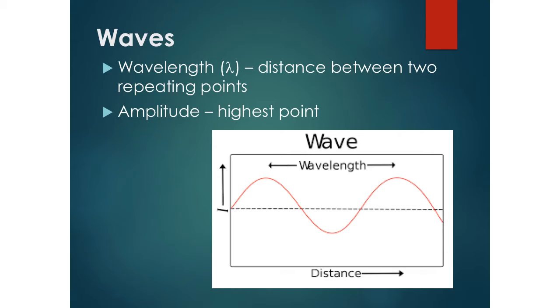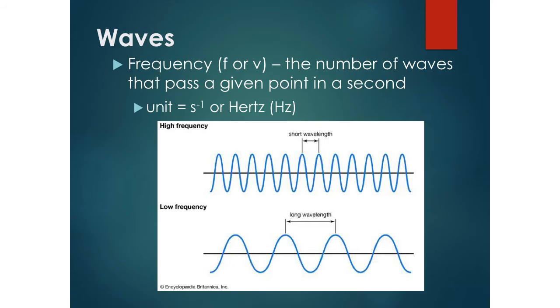You will remember from physics or even junior high science talking some about waves and the different parts of the wave. So our wavelength is the distance between two repeating points. So it could be from the top of the wave to the top of the wave. It could be from the bottom to the bottom. The amplitude is the highest point, so that would be there. As the frequency increases, the wavelength will decrease.